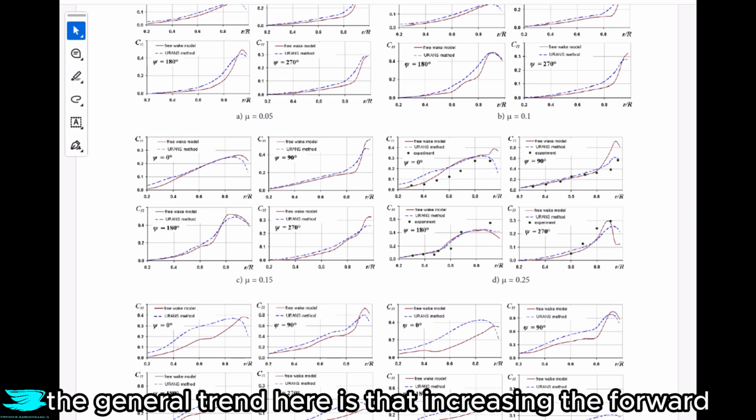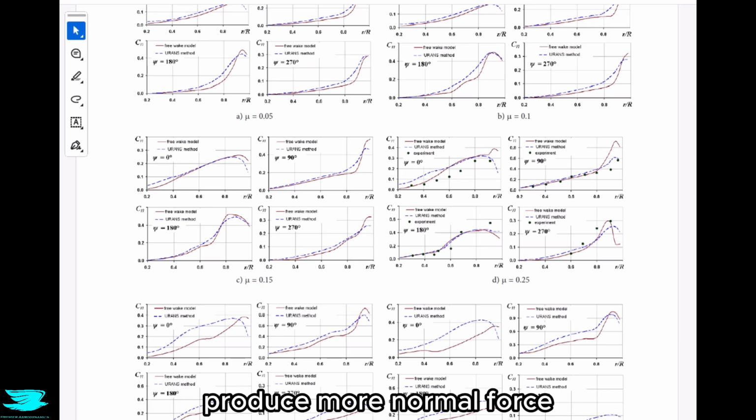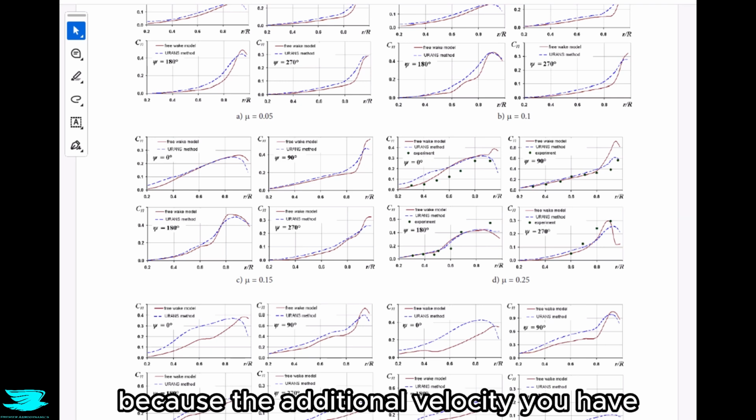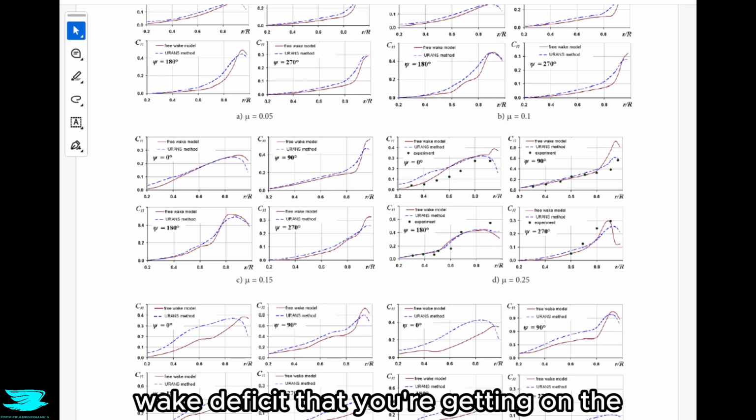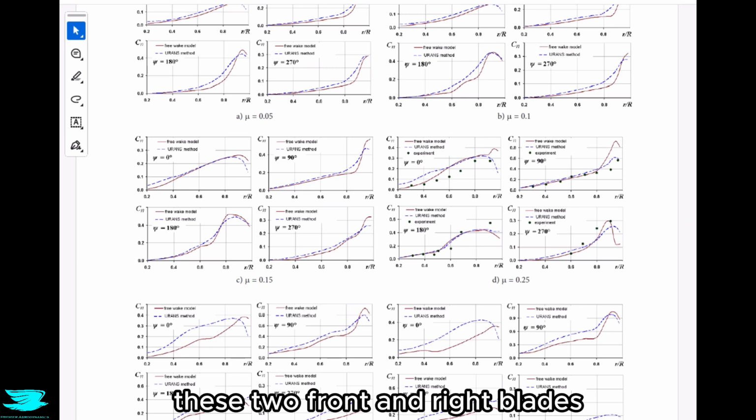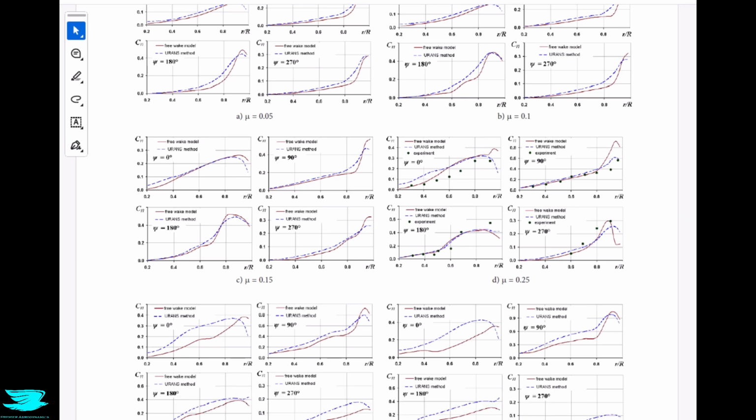So the general trend here is that increasing the forward speed makes the blade that sweeps into the flow produce more normal force. And reducing the speed results in the right and front blades becoming pretty equal because the additional velocity you have starts to equal out with the wake deficit that you're getting on the right blade. So these two front and right blades are now equaling each other in terms of their performance.